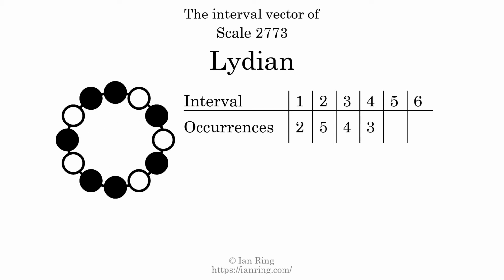There are 3 intervals with a size of 4 semitones. They are here, here, and here. There are 6 intervals with a size of 5 semitones. They are here, here, here, here, here, and here. There is 1 interval with a size of 6 semitones. It is here. Each interval appears in this scale a unique number of times. This is rare, and we call this a deep scale.